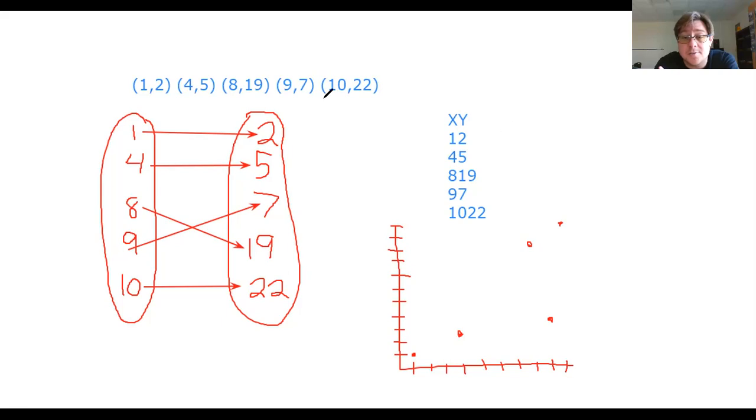Okay, so we've shown all 4 ways: ordered pairs, mapping diagram, table, and graph. Okay, so let's go back.